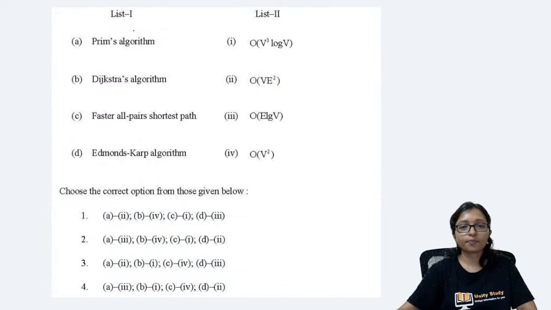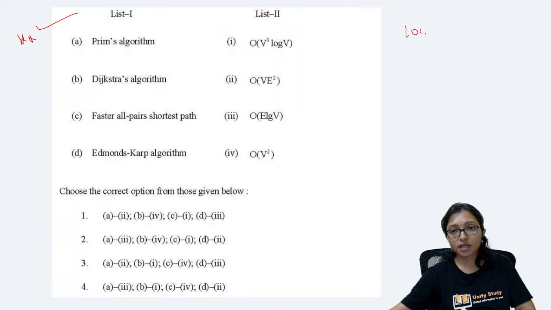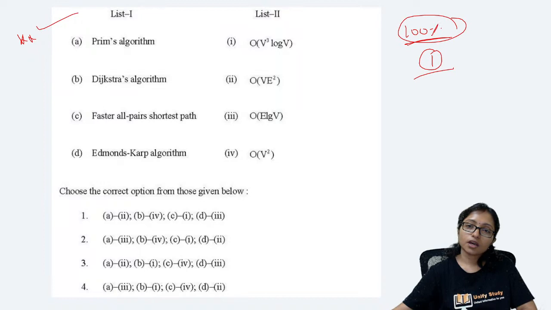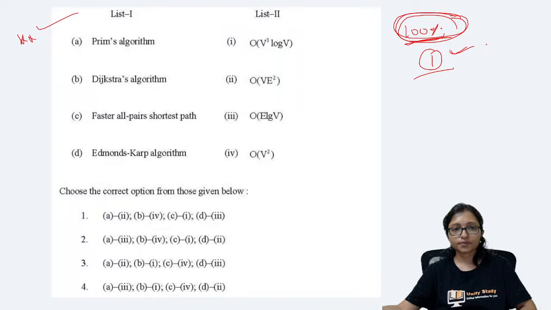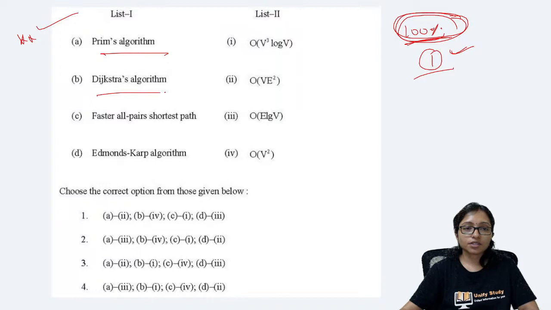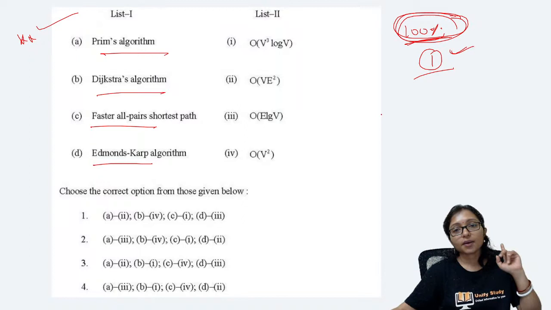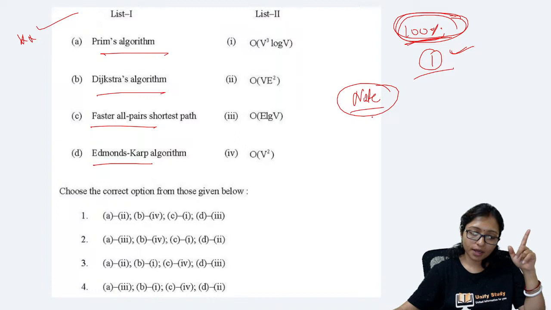Here do the matching. This type of matching is a 100% confirmed question. One question is always asked from the matching. 100% confirmed topic. One question always coming here. So how to do the matching? Do it. Prim's, Dijkstra, Floyd Warshall and the Edmonds-Karp. Do the matching, and from this matching, prepare your short note. Definitely prepare your short note. Prepare all that.